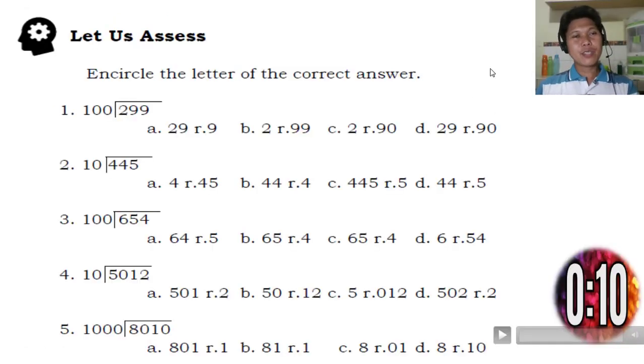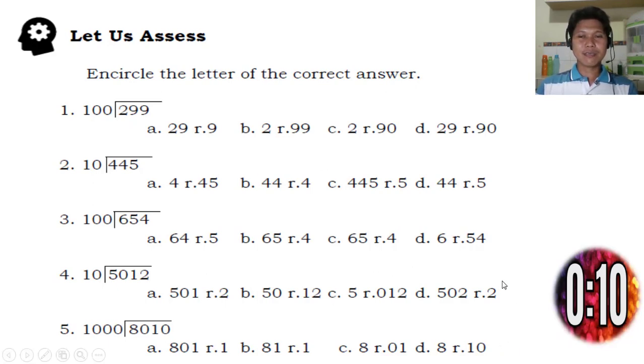Okay, so we are now down to our last activity, which is the let us assess. So I will give you a few seconds, and then you can pause the video if you need more time. What you're going to do is encircle niyo yung, or isulat yung tamang sagot, applying the shortcut in dividing numbers by powers of 10. Okay, so bawal gumamit ng mga long division, kundi titingnan mo lang, and then apply mo yung shortcut na yon, and then you are going to choose the correct answer. Subukan nyo. Okay, let's start.